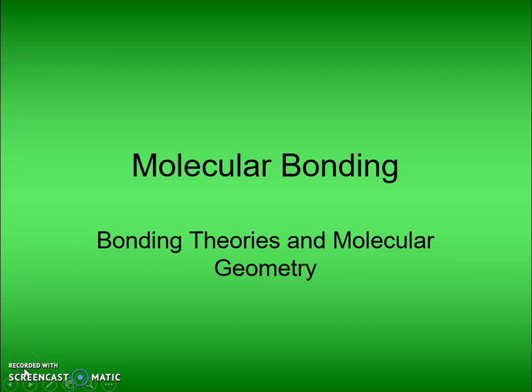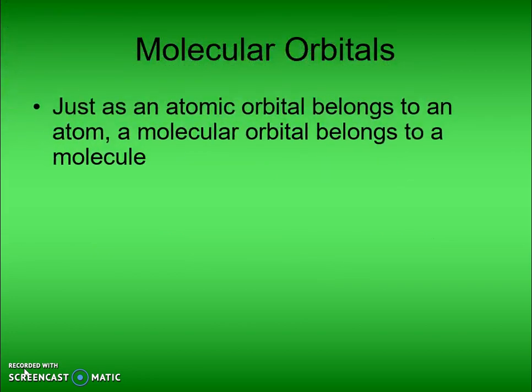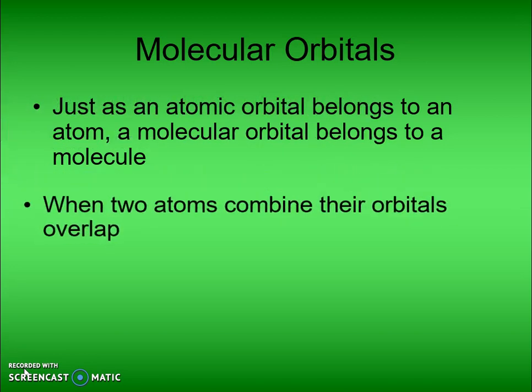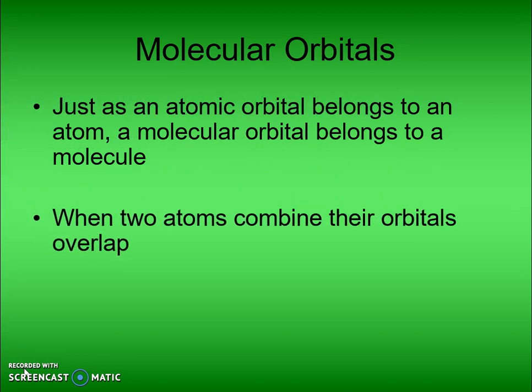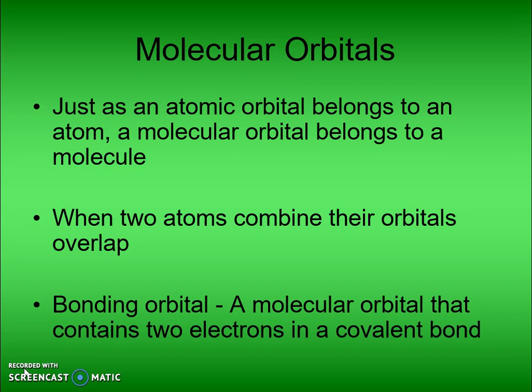In this video, we're going to take a look at molecular bonding, bonding theories, and molecular geometry. So just like atoms have atomic orbitals, molecules have molecular orbitals. They're all the orbitals that belong to a molecule, whether they're bonded or unbonded. But when two atoms come together to make a bond and share their electrons, they overlap their atomic orbitals and they make what we call, again, these molecular orbitals. And in this case, that molecular orbital is called a bonding orbital because they're sharing two electrons between them.